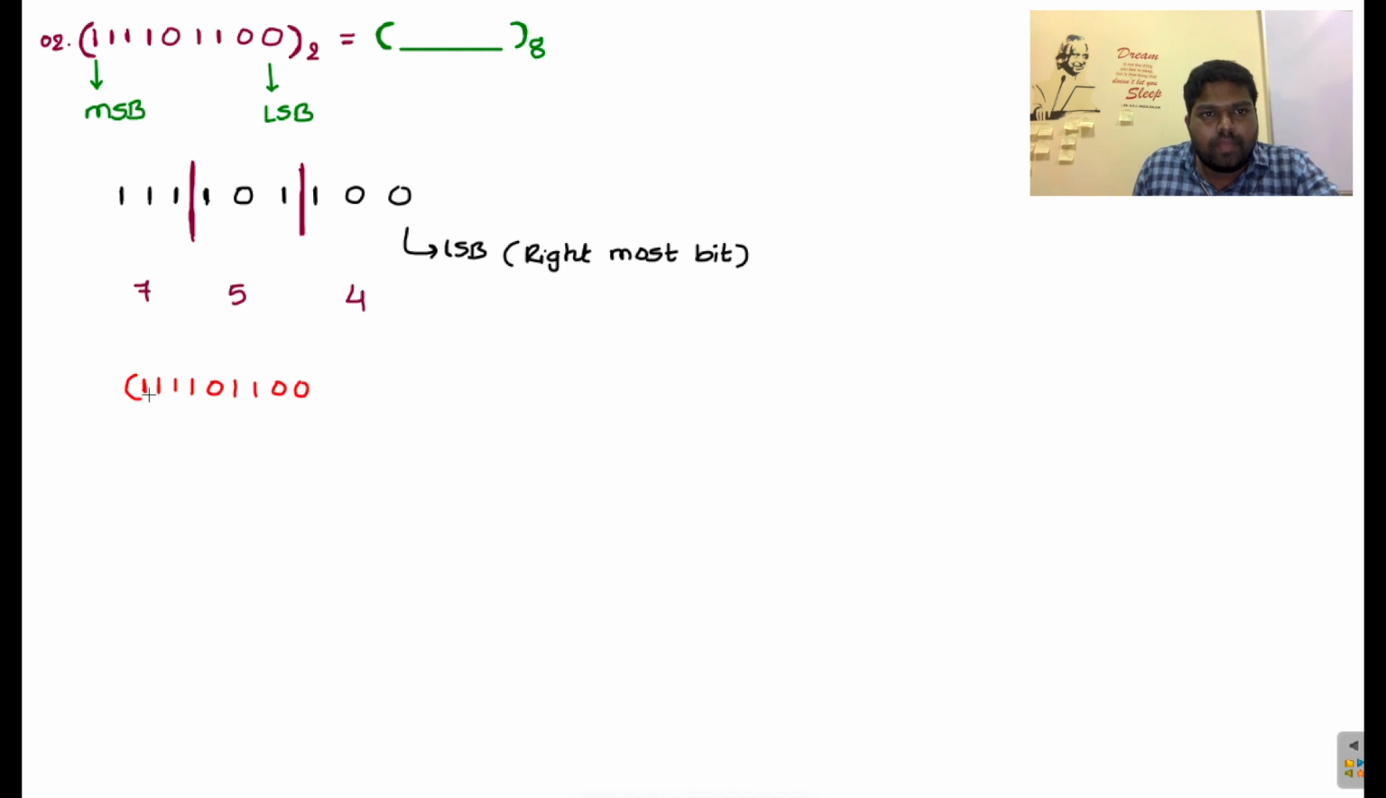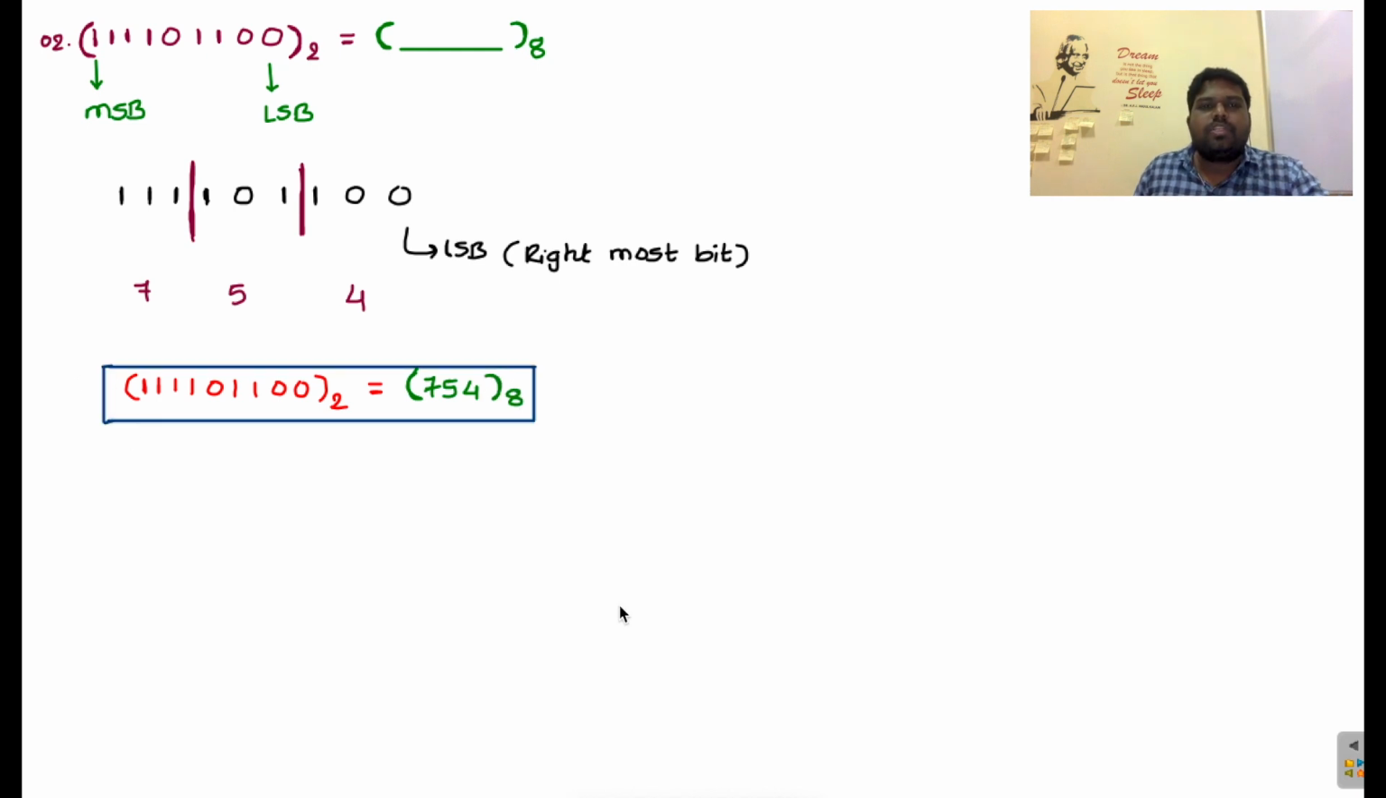111101100 base 2 is equal to 754 base 8. This is your octal equivalent. So this is your octal to binary conversion and binary to octal conversion. In the next session, we will cover hexadecimal to binary conversion and binary to hexadecimal conversion. Okay, thank you.